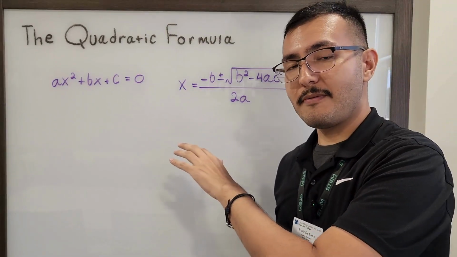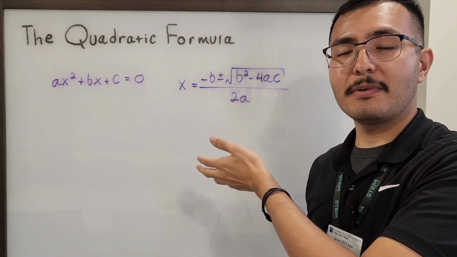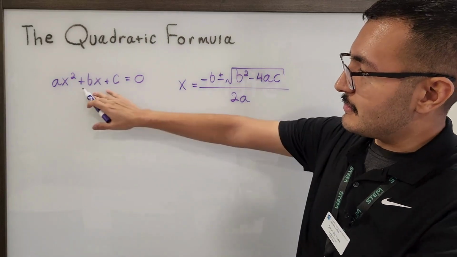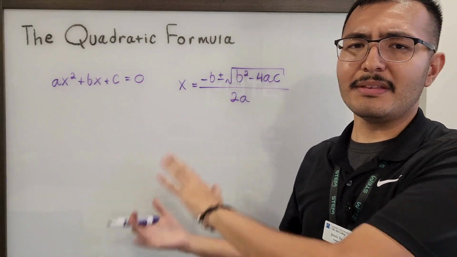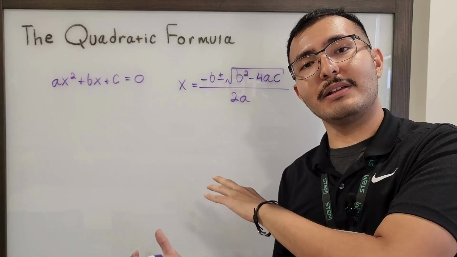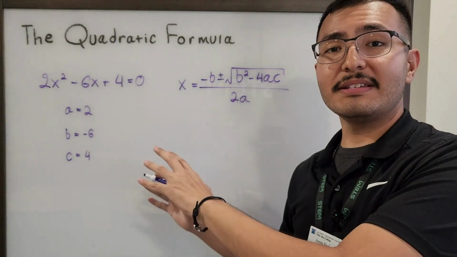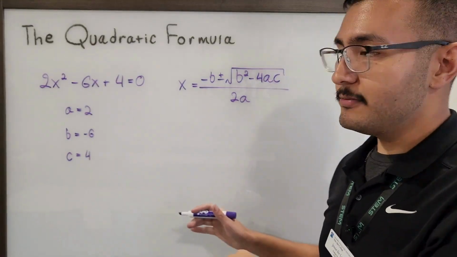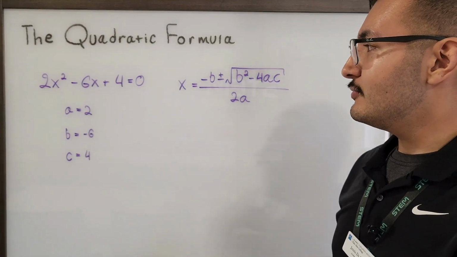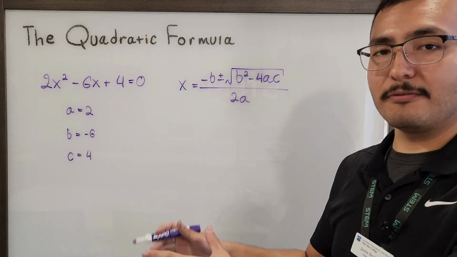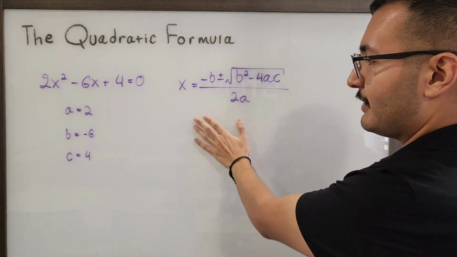Now you'll do this when you're finding the roots or x-intercepts of a quadratic, or when you're just asked to solve something like this. So now that you've been introduced to the formula, let's see an example of it in action. So here's an example of the quadratic formula in use. We want to solve this equation, 2x squared minus 6x plus 4 equals 0. And here is our quadratic formula.